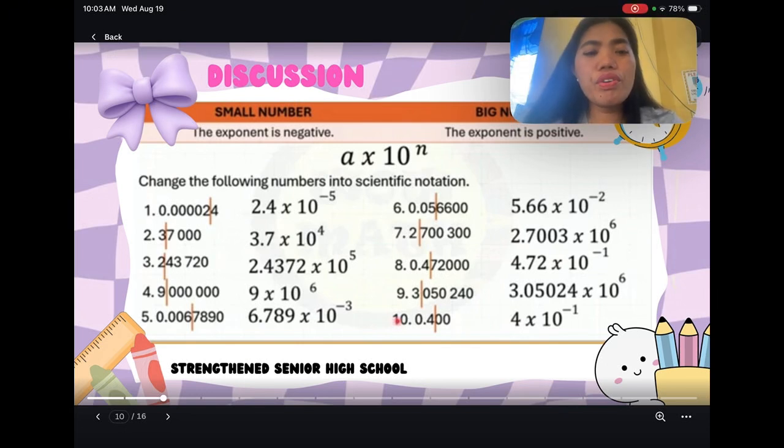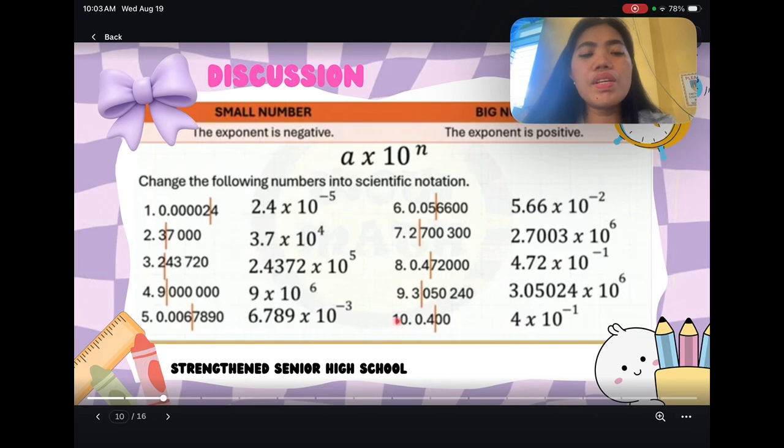So if you have there number 1, that becomes 2.4 times 10 raised to the power of negative 5. Number 2, that becomes 3.7 times 10 raised to the power of 4. Number 3, that will be 2.4372 times 10 raised to the power of 5. And number 4, that will be 9 million. 9 million becomes 9 times 10 raised to the power of 6.